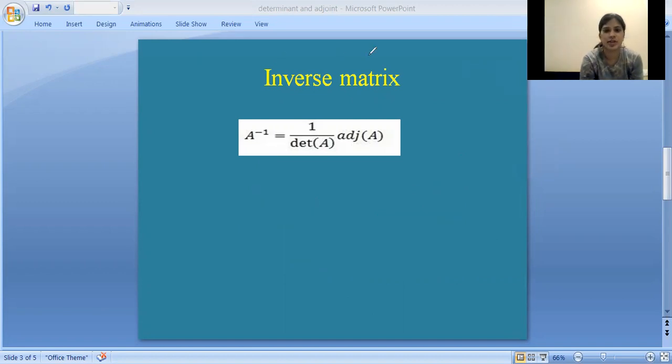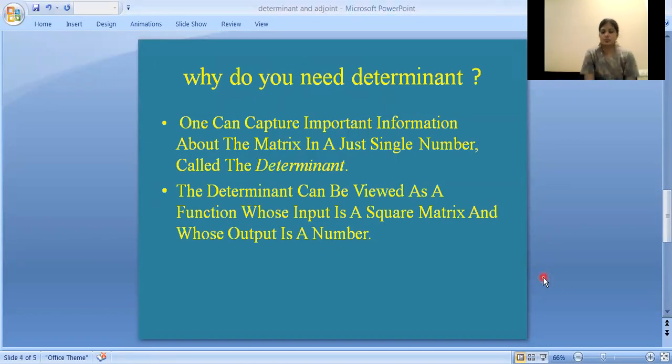Let me clear this drawing. So as I said earlier, we are going to learn about the determinant concept because you are going to apply the determinant in the adjoint inverse matrix concept. So let me write the determinant as determinant of A. So why do you need determinant? To capture the important information about the matrix in just a single number.